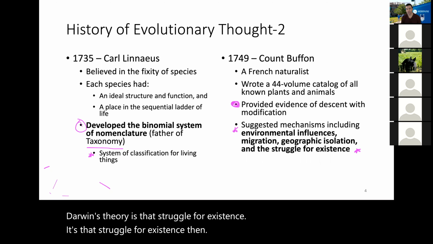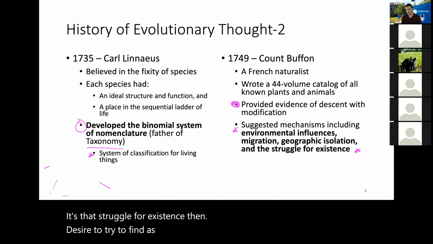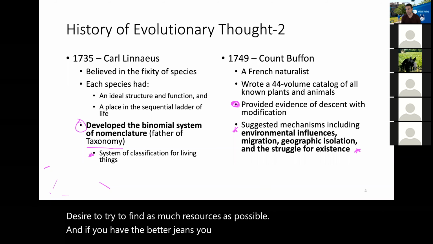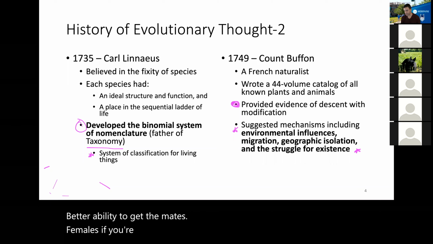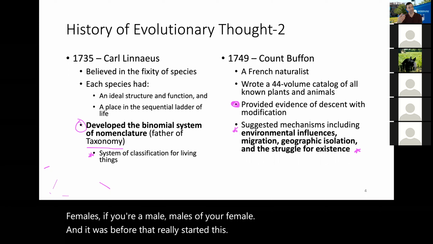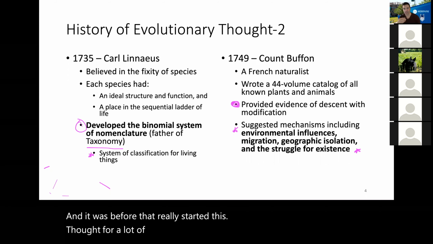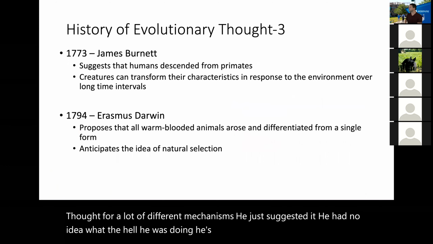It's that desire to try to find as many resources as possible. And if you have the better genes, you have the better ability to get the resources, the better ability to get the mates, females if you're a male, males if you're a female. And it was Buffon that really started this thought for a lot of different mechanisms. He just suggested it. He had no idea what he was doing. He's French, right? No, I'm joking.